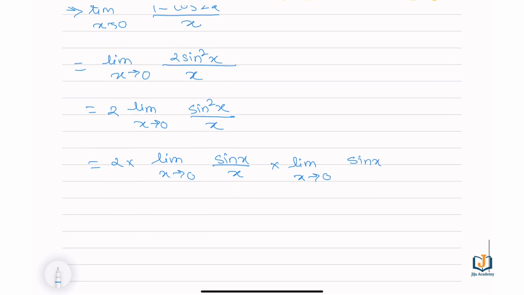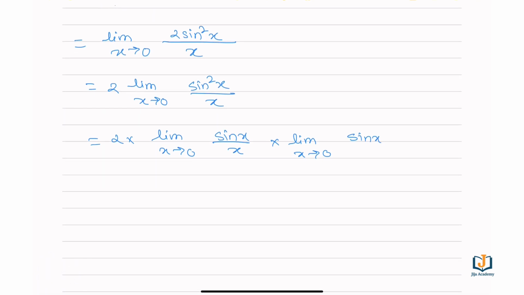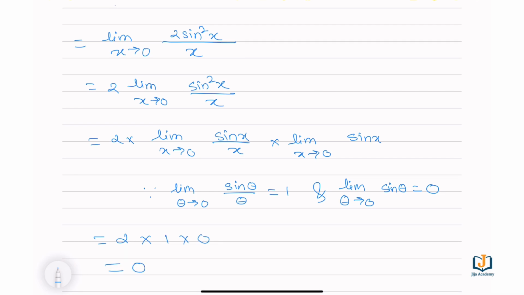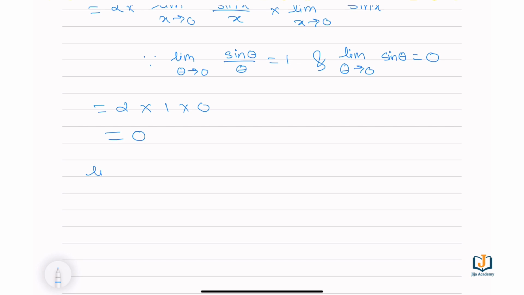Now we know the formula: limit theta tends to 0 sin theta upon theta is equal to 1 and limit theta tends to 0 sin theta is equal to 0. So we are putting this value, 2 into 1 into 0. So answer is 0. So limit x tends to 0, 1 minus cos 2x divided by x is equal to 0. So answer is 0.